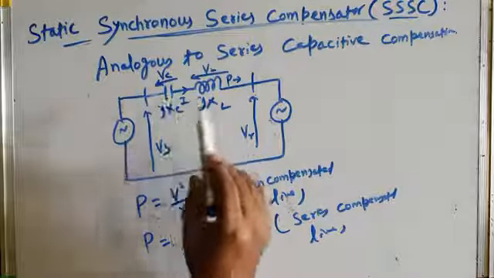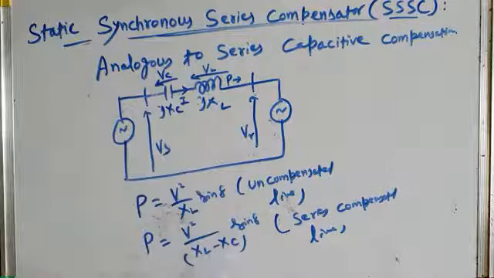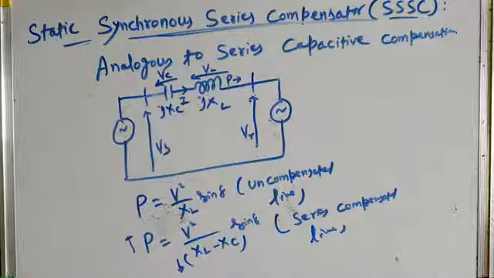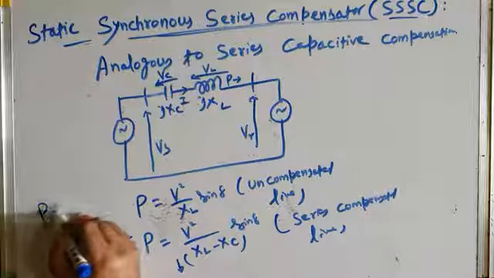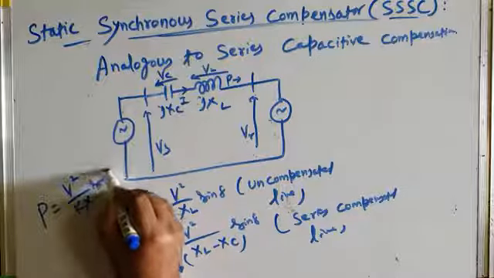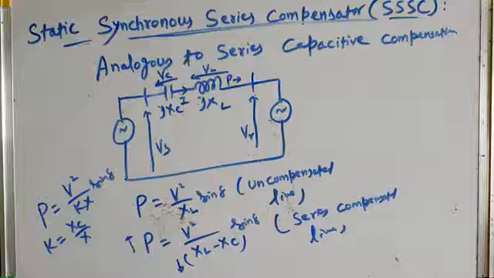By placing a capacitor in series with the transmission line, the net reactance of the line becomes XL minus XC, so it decreases. When it decreases, the power flow capability of the transmission line increases. We already know it, okay? This P is also given by P is equal to V square by KX sine delta. Well, what is K? K is XC by XL.